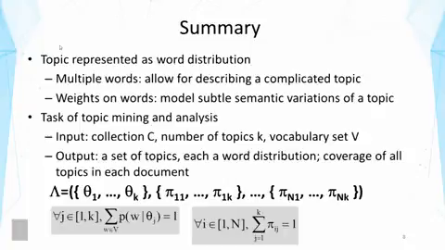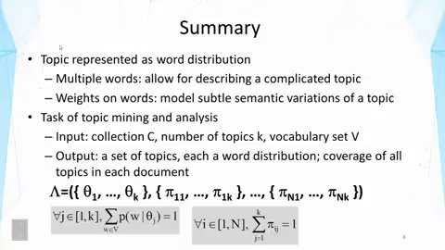So to summarize, we introduced a new way of representing a topic, namely representing it as a word distribution. This has the advantage of using multiple words to describe a complicated topic. It also allows us to assign weights to words, so we can model subtle variations of semantics. We talked about the task of topic mining and analysis when we define a topic as a distribution. So the input is a collection of text articles, the number of topics, and a vocabulary set. And the output is a set of topics, each a word distribution, and also the coverage of all the topics in each document. These are formally represented by theta i's and pi i's.